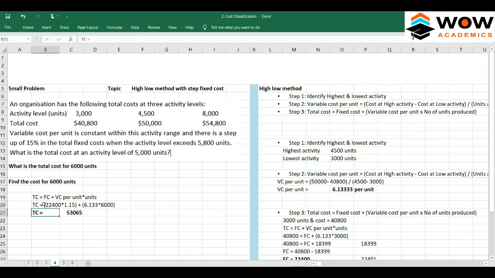So what would be the answer now? The answer is 62,558 for 6000 units. So 6000 units is between these two.